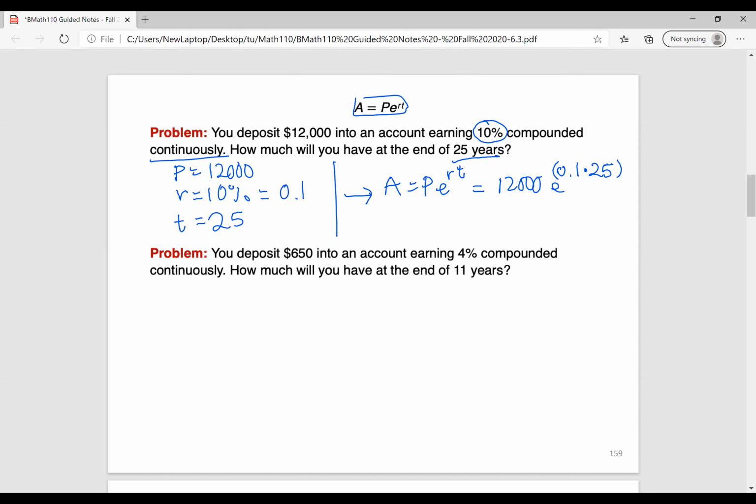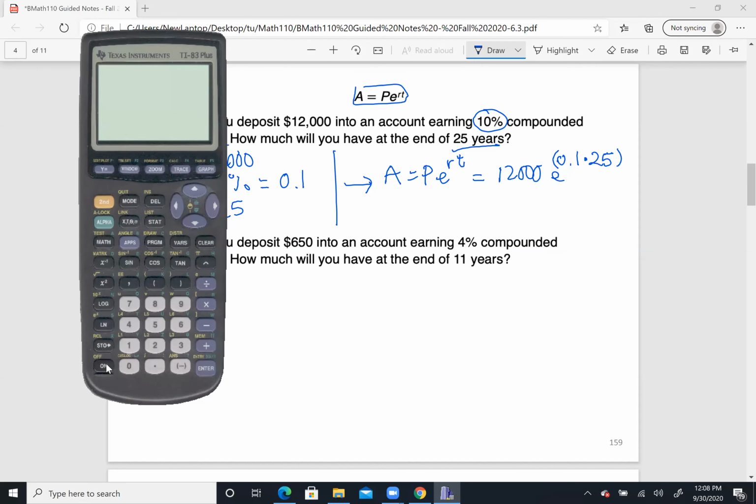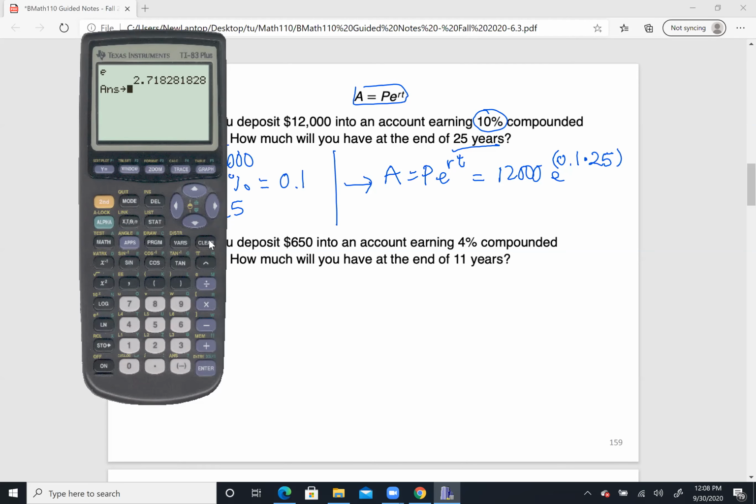Okay, so let me share the screen. Here's my calculator. If you don't have a TI or if you have just a simple calculator, you're just going to do the power first, the parenthesis in the power first. You have to multiply 0.1 times 25 first, and then do the e exponent to that.